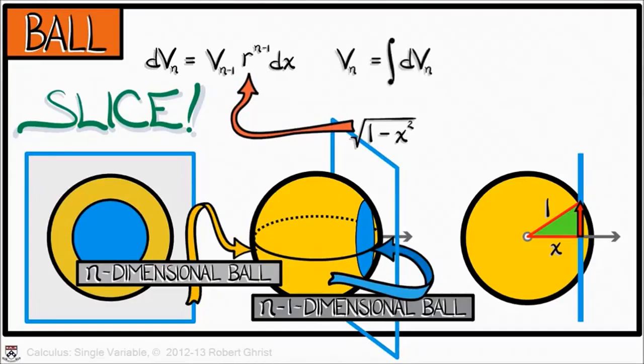We therefore compute the volume, V sub n, by integrating the volume element. That is, we have the integral of V sub n-1 times the quantity root 1 minus x squared to the n minus first power dx. What are the limits of integration? This is a unit n-dimensional ball, and so we integrate as x goes from -1 to 1.